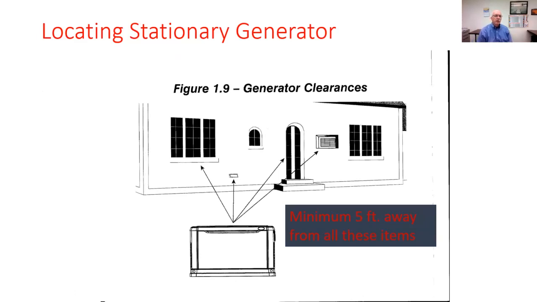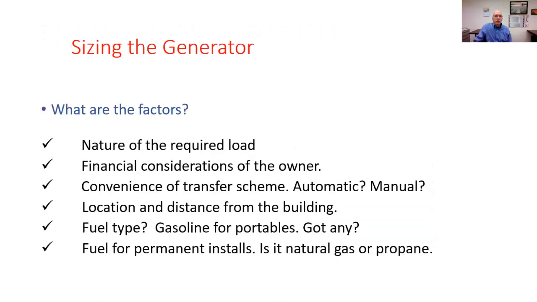Locating this stationary generator, again, minimum 5 feet away from all these items: an operable window, a door, an air conditioner, through-the-wall air conditioner, a dryer vent, anything like that. Minimum 5, and that's not much to ask for, but it's got to be minimum 5 feet away from all these items. How about sizing the generator in the first place?